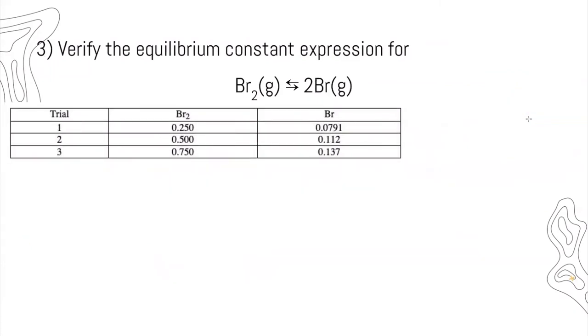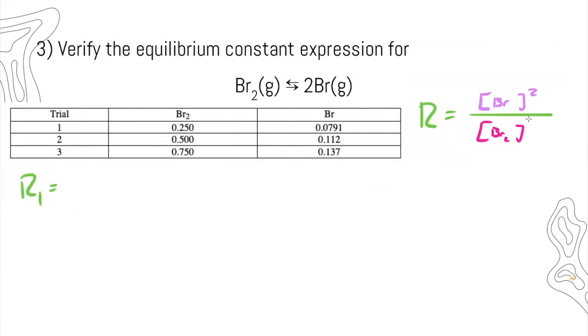3, now we have bromine gas into its bromine ions. So I'm just going to write my equilibrium constant expression of my products divided by my reactants. And again, making sure to include my coefficients as powers. And now with my table, I can find my equilibrium constant.